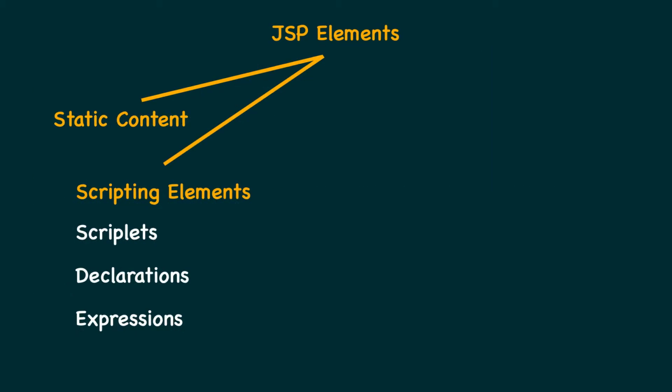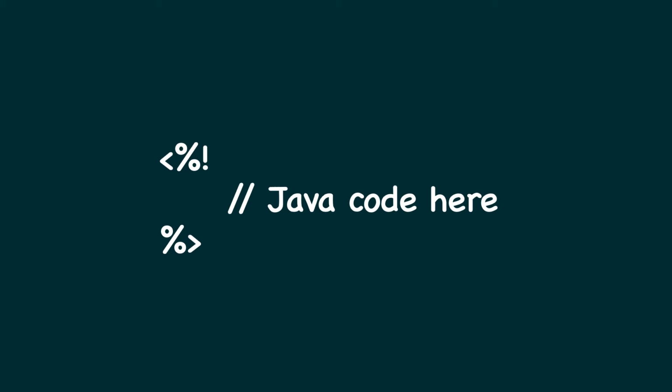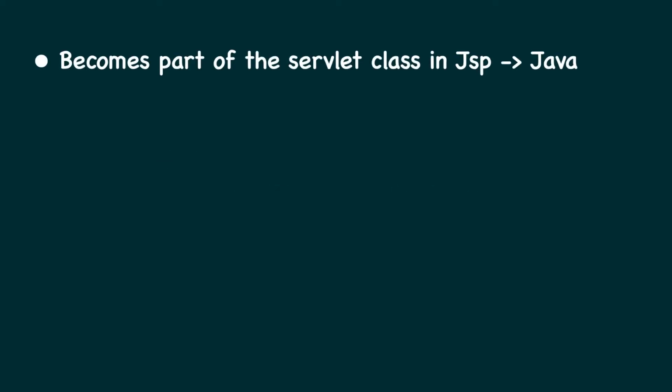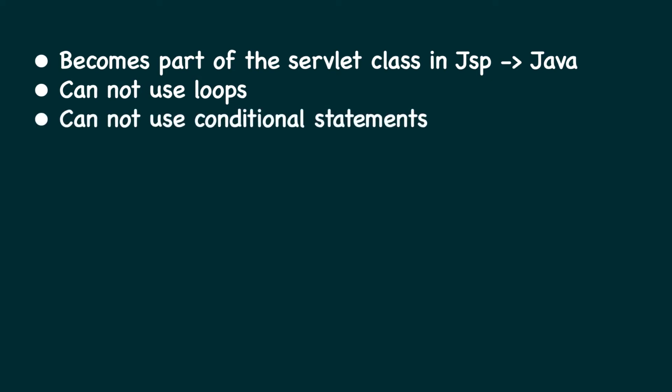The second scripting element is the declarations block, which is also Java code written inside a special bracket. The bracket starts with less than percent exclamation and it ends with a percent greater than symbol. But the Java code you write here becomes part of the resulting Java class and not part of the service function, which means you cannot write for loops or if conditions directly, because then it looks like you're writing a for loop or an if condition directly inside the class.